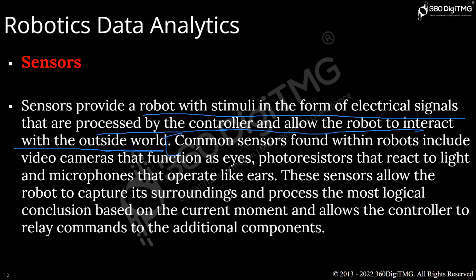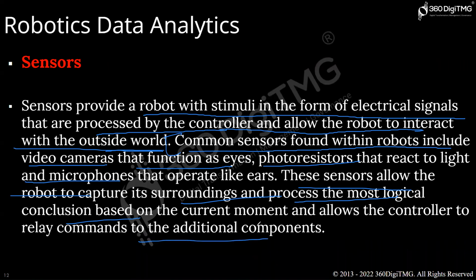There are common sensors, guys. Common sensors found within robots include video cameras that function as eyes, photoresistors, and microphones. Sensors allow the robot to capture its surroundings. So what are the sensors doing? They capture something and process the most logical conclusion. It's going to give the controller commands. So the sensors are particularly controlled by the control system.